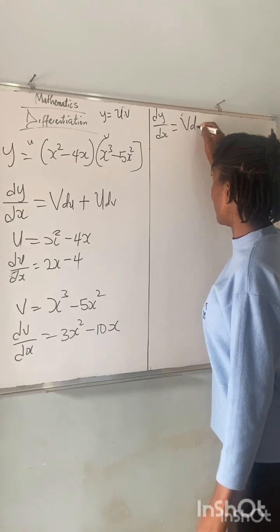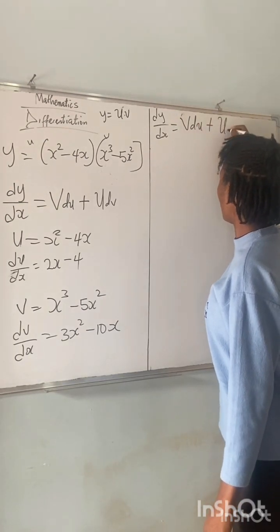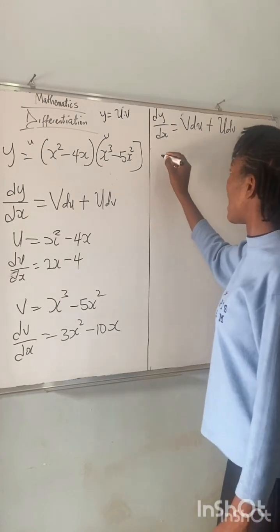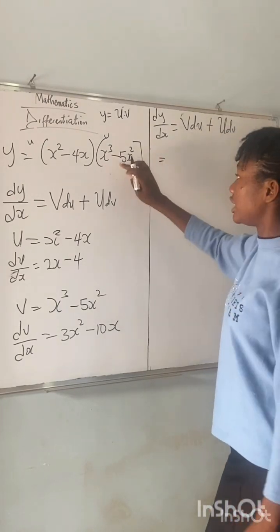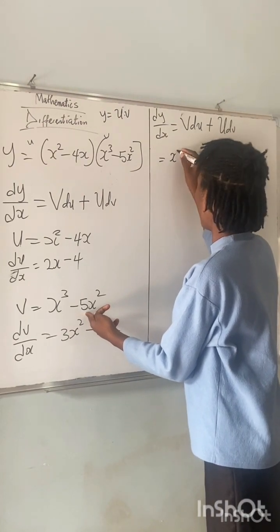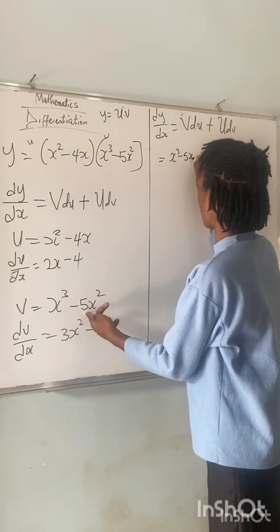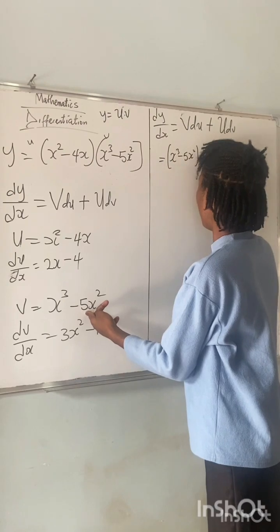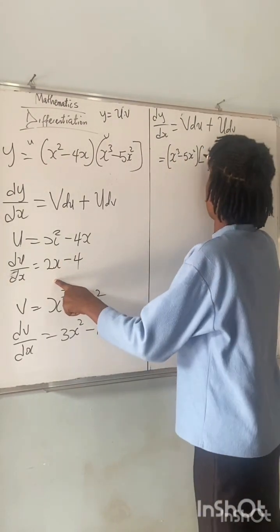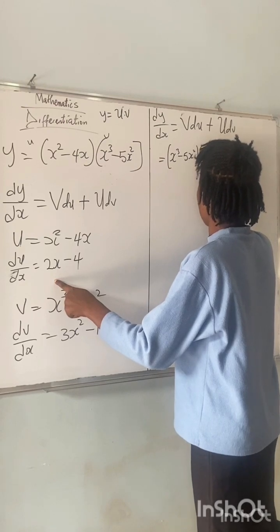v du plus u dv. Okay, this is it. So the first thing we're going to do now, our v is this, x cubed minus 5x squared, multiplied by our du. Our du is this, 2x minus 4.